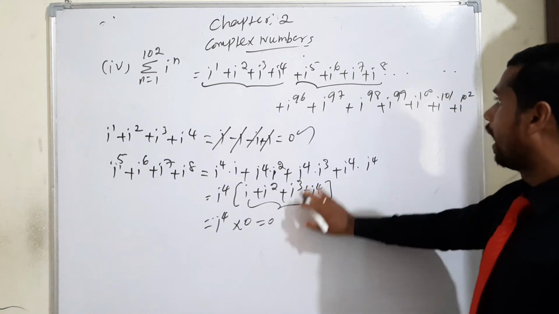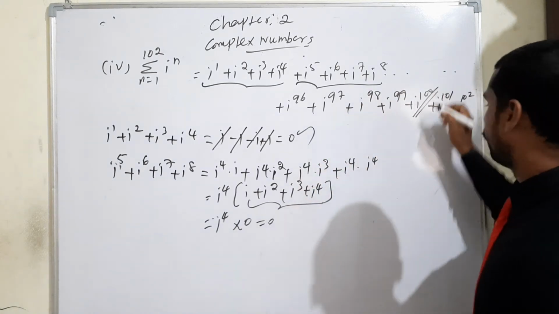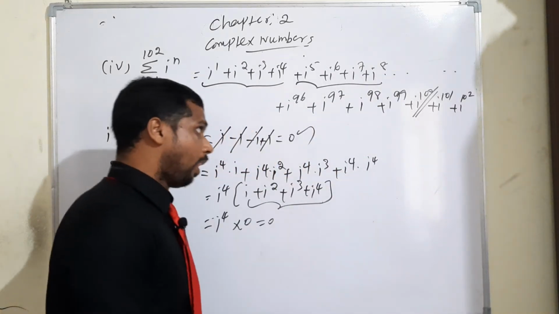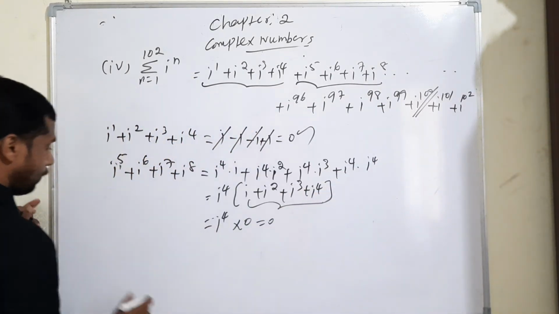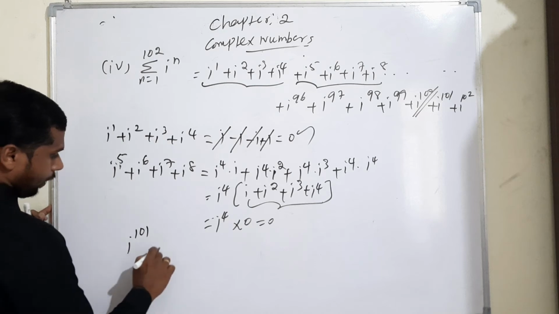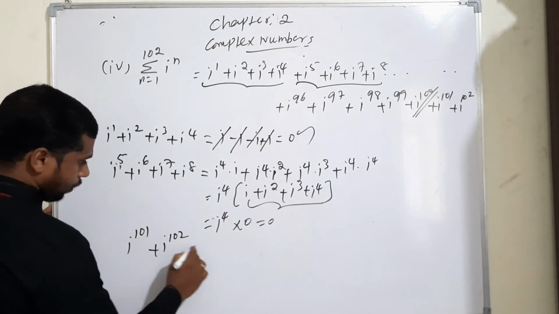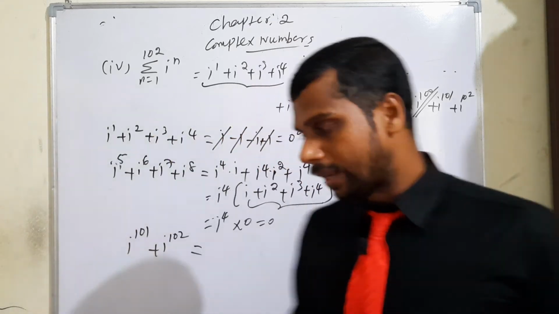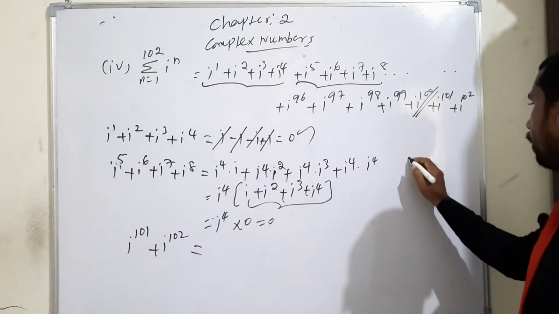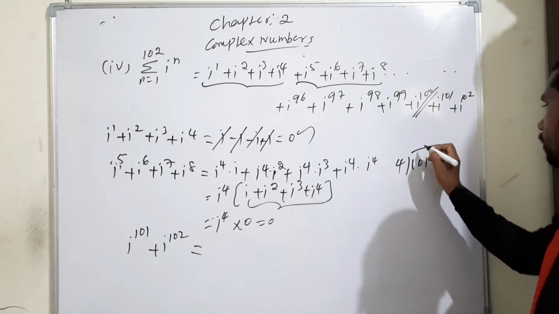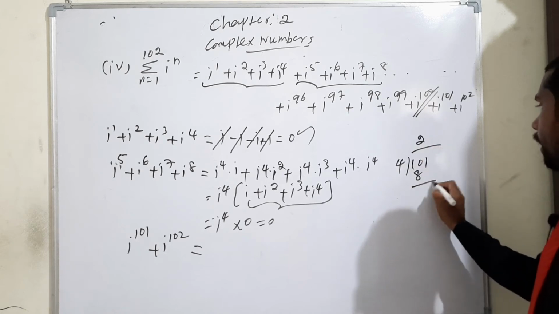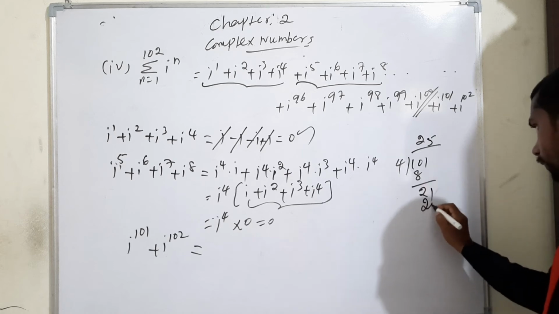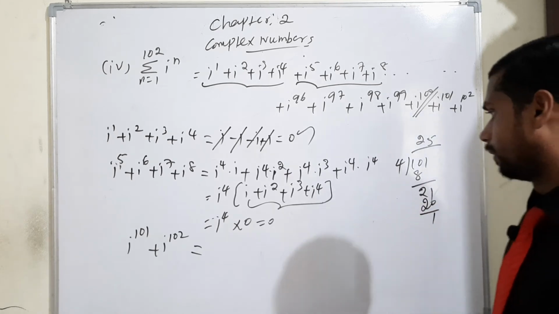So up to 100 terms we will get 0, isn't it? Because 100 divided by 4 is possible, 25 times. The remaining terms, what are the terms? i to the power 101 plus i to the power 102. So i to the power 101, what is the balance? 101 divided by 4, how many times? 2 4s are 8, true, 1 balance. Again 5 4s are 20, 1 balance is there, isn't it? How to rewrite now?